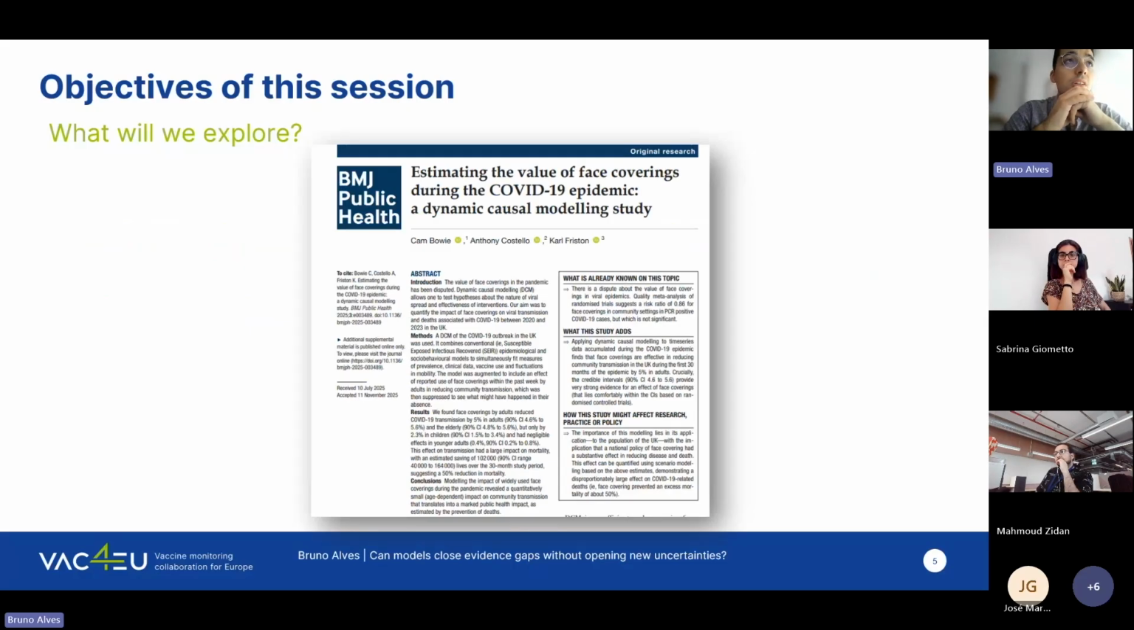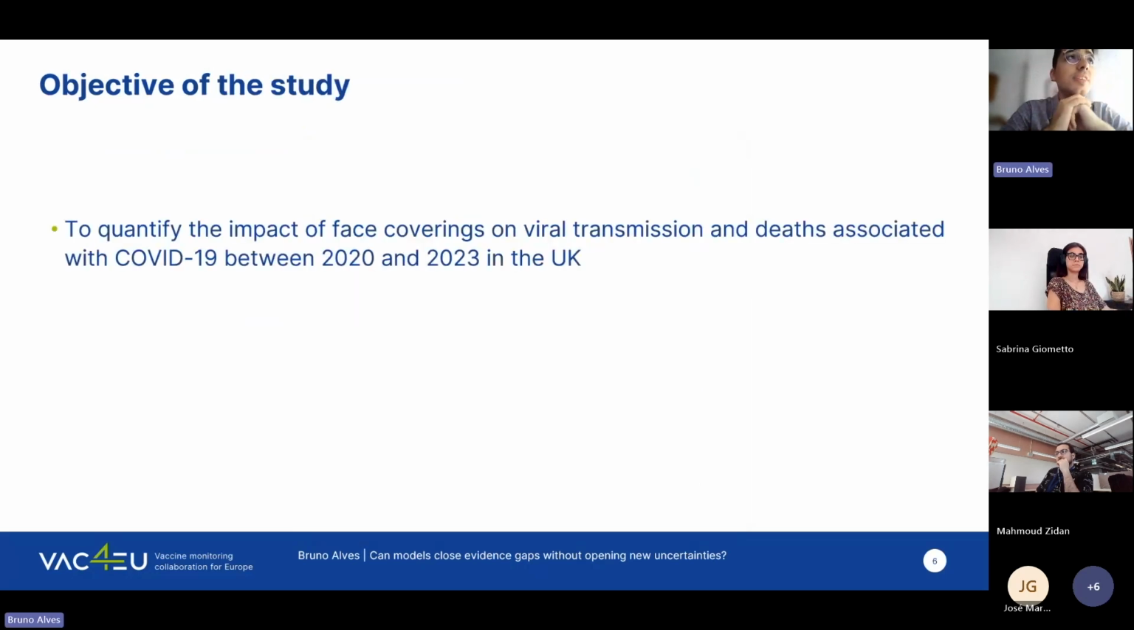This is the paper that we are talking about, estimating the value of face coverings during the COVID-19 epidemic. It's a very recent paper. It was published at the end of last year. The objective of the study is to quantify the impact of face coverings, both on viral transmission and on infections associated with COVID-19, with data between 2020 and 2023 in the UK.